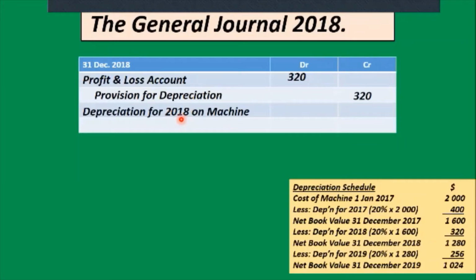Okay, so notice the debit is in the same account and the credit is in the same account. But we have new books for the new year. So we take a look at 2019.